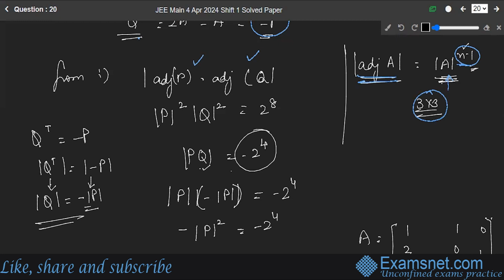So 3 minus 1, this will be P matrix determinant raised to power 2. Similarly, Q matrix determinant raised to power 2. This is equal to 2 raised to power 8. Now, P into Q, this will give you minus 2 raised to power 4.